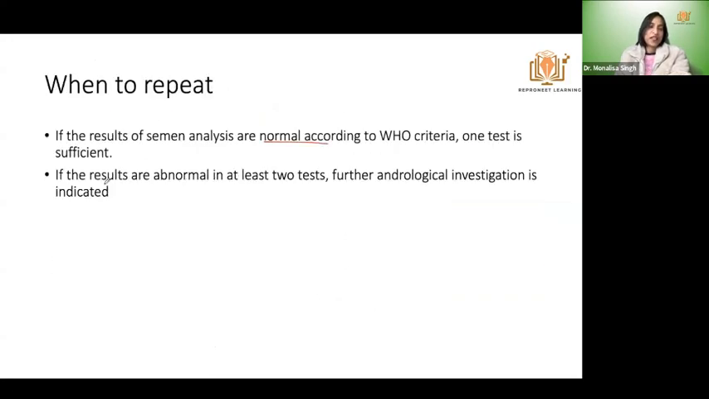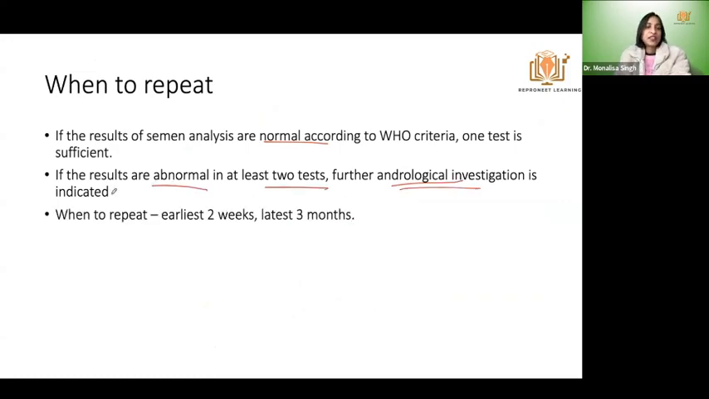If it's normal, one test is good. If it's abnormal, you need 2 tests. And further andrological investigation. When to repeat? Earliest 2 weeks, latest 3 months. You know why 3 months? Because 3 months is the time spermatogenesis takes. So for that transient effect to go and the spermatogenesis to resume, to be able to see the result, you need a 3 months gap.